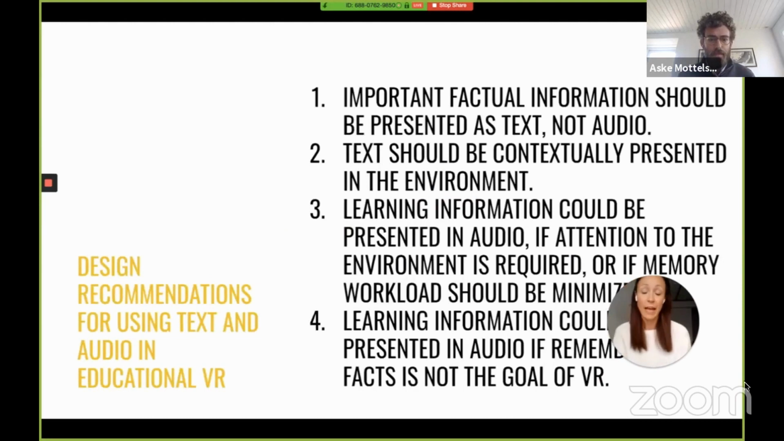So we ended our paper by presenting some design recommendations for using text and audio in educational VR. Important factual information should be presented as text, not audio. Text should be contextually presented in the environment. Learning information could be presented in audio if attention to the environment is required or if memory workloads should be minimized. Learning information could be presented in audio if remembering facts is not the goal of the virtual reality experience.